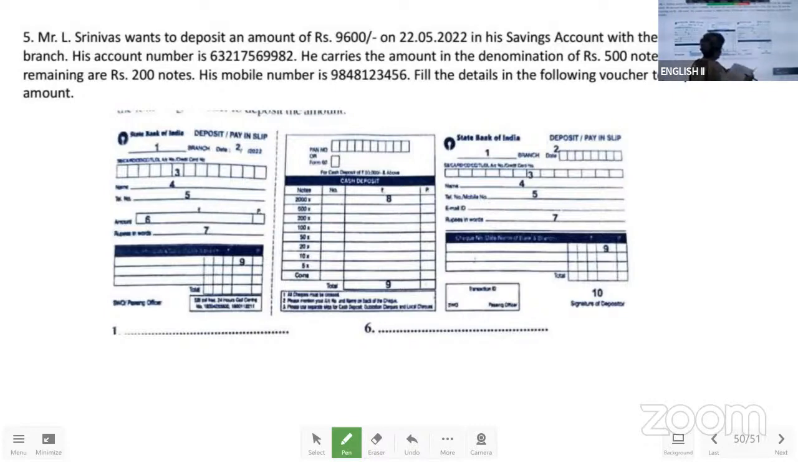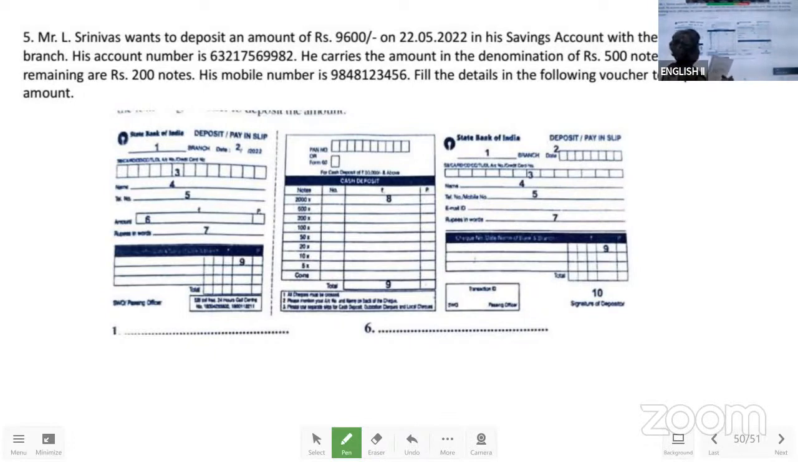You are K. Madhubala. Mr. L. Srinivas wants to deposit an amount of 9,600 on 22nd 5, 2022. See children, here the date is mentioned. That is why please read it carefully. At times there is a twist in the question. Here the date is written. Most of the children in hurry, they write down the present date. So you should keep this in mind.